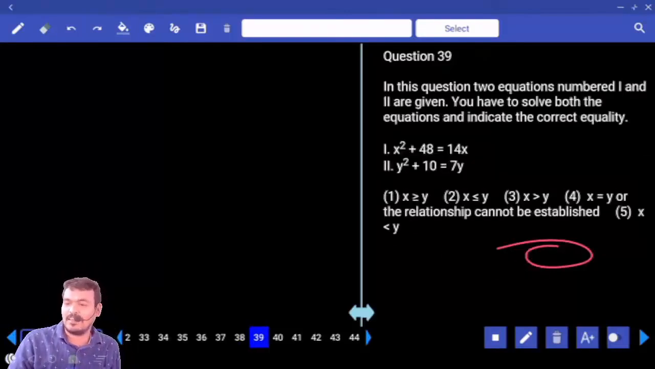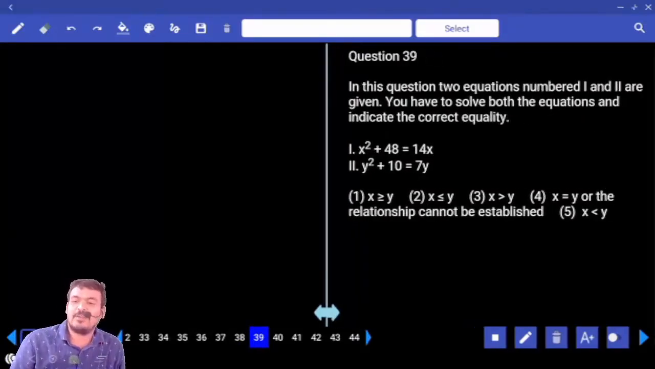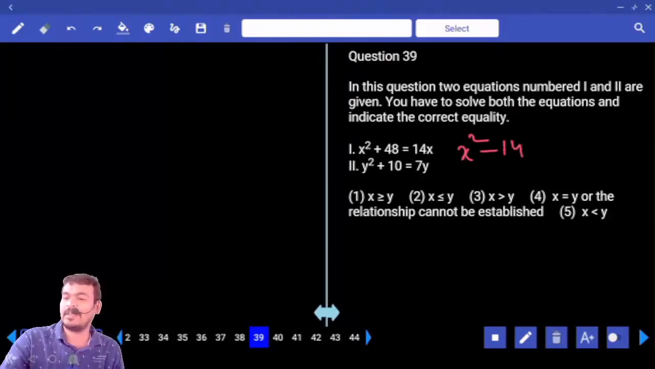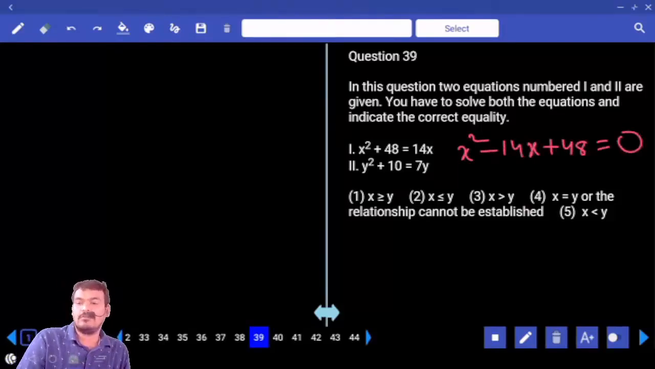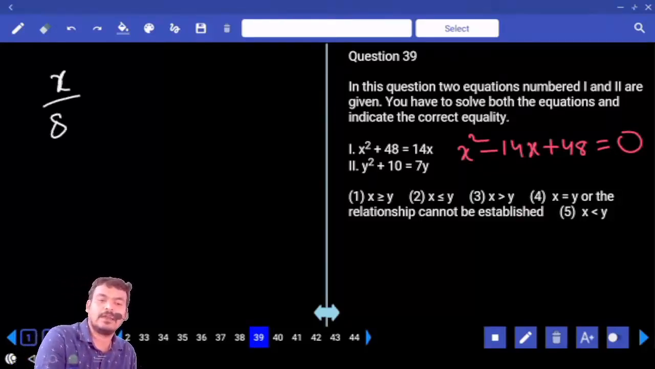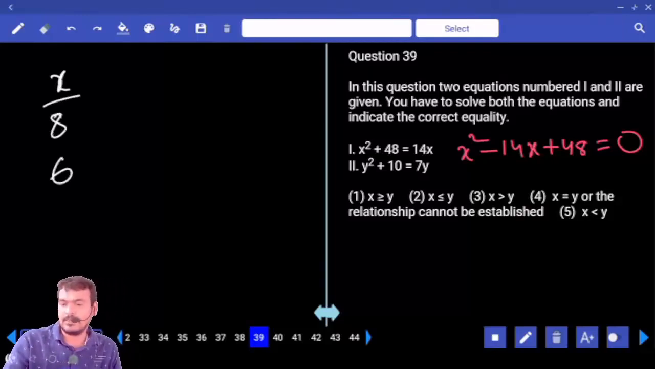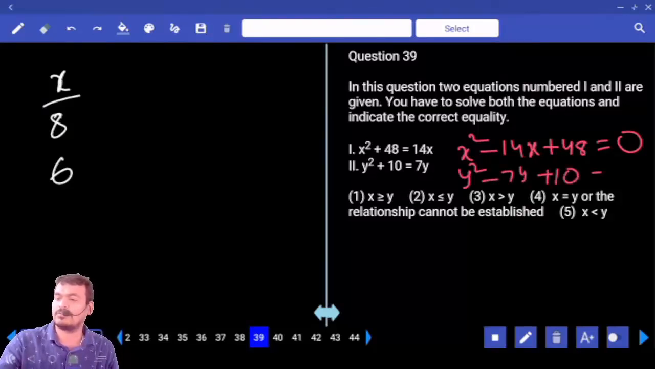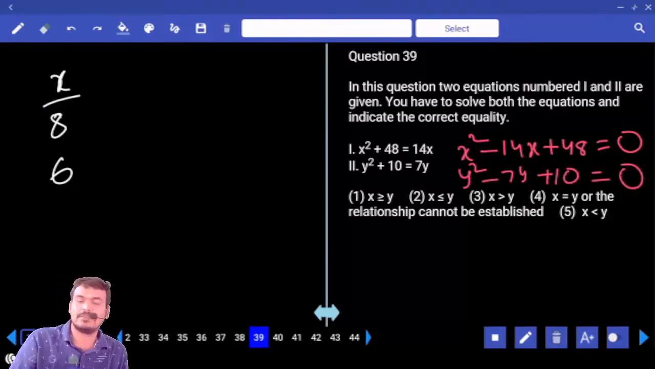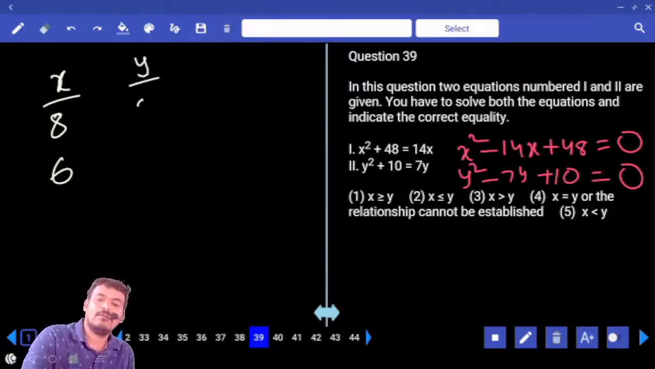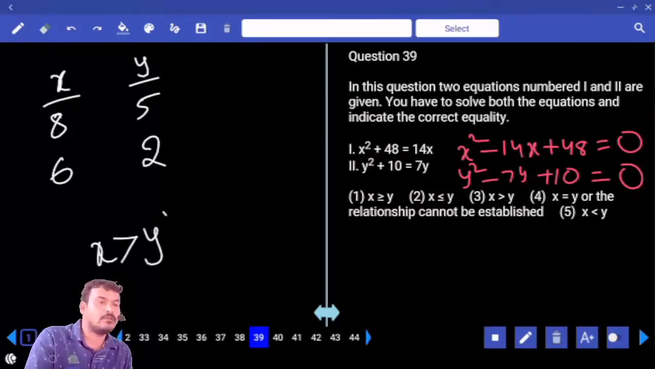Next, question number 39. x square plus 48 equal to 14x. This one we write as x square minus 14x plus 48 equal to 0 or not? What is the product value? 48. Sum value 14. Then x's final roots are 8 comma 6. Next, second equation, y square minus 7y plus 10 equal to 0. Product is 10, sum is 7. Then y's final roots are 5 comma 2. Then the answer: x greater than y or not.